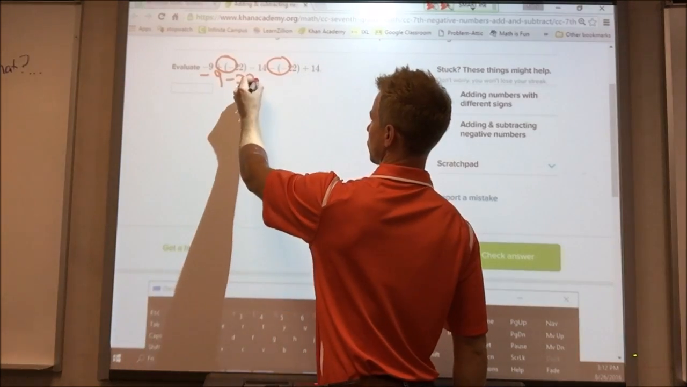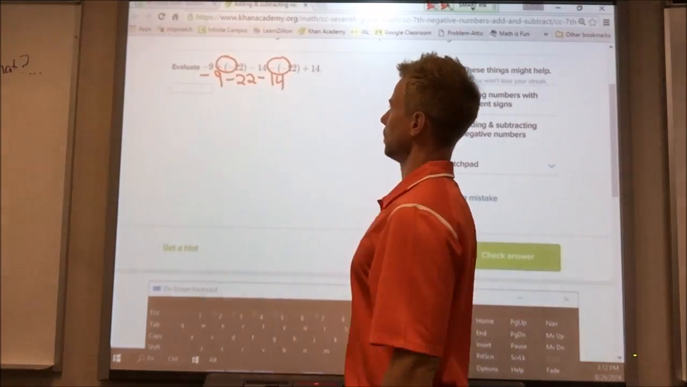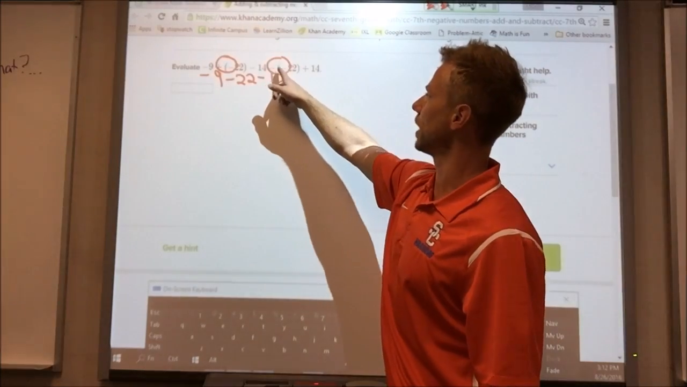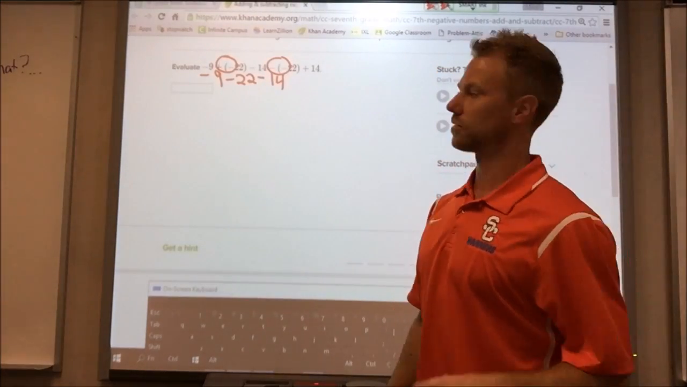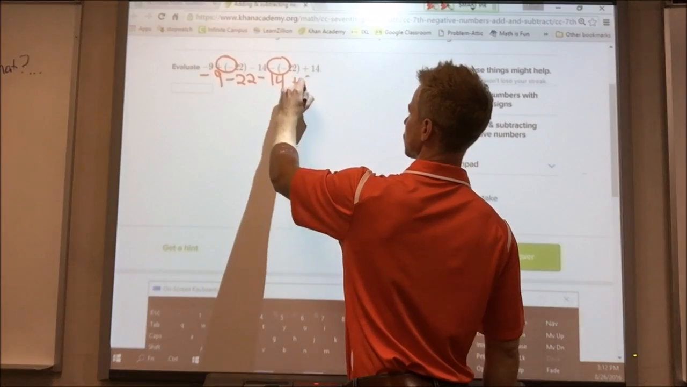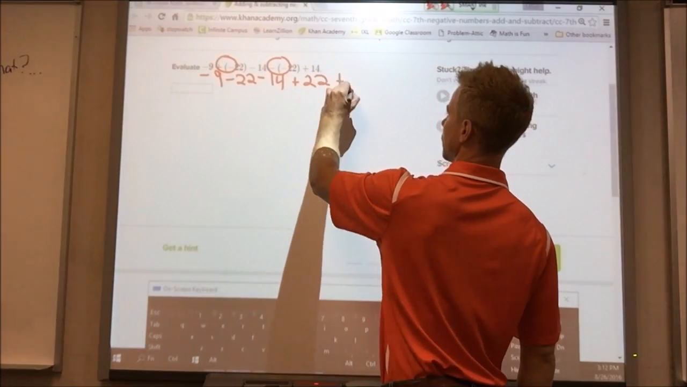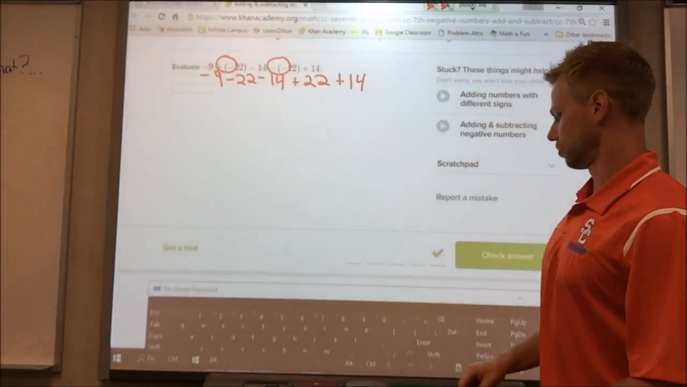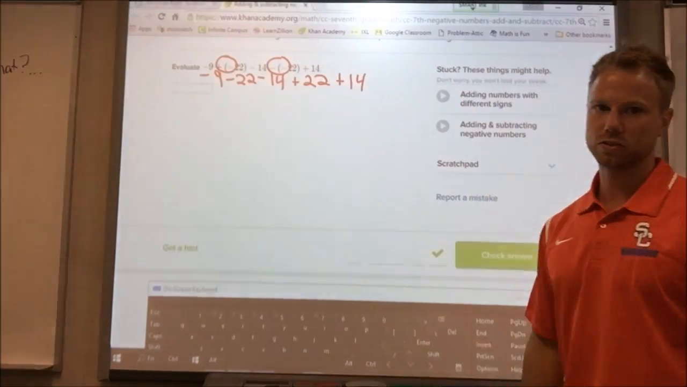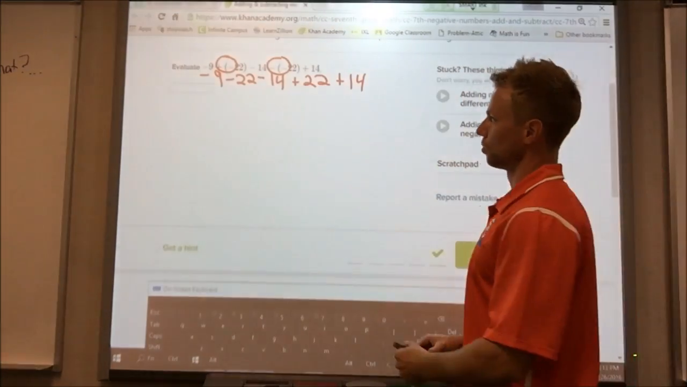The 14 is just a negative on its own, so nothing changes there. Here we have two negatives. Two like signs becomes a positive, so it's +22. And then the +14, there's only one sign, so nothing changes. Then I go through two at a time.